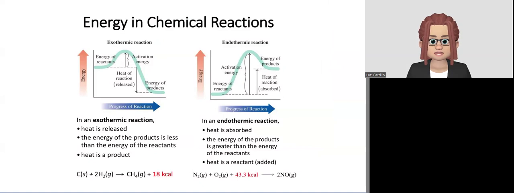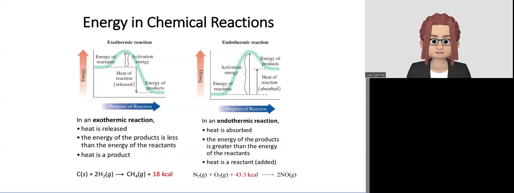So that's why we see the energy in the product side of my chemical reaction, because that energy in the form of heat is a product. In addition, when we look at a reaction that is exothermic, the energy of the products is less than the energy of the reactants. And then we can see that illustrated here in the energy diagram.